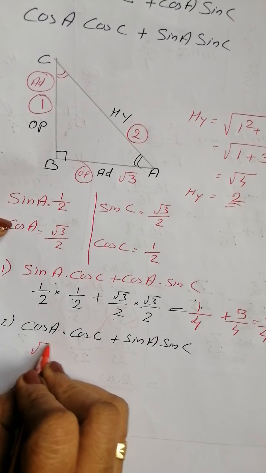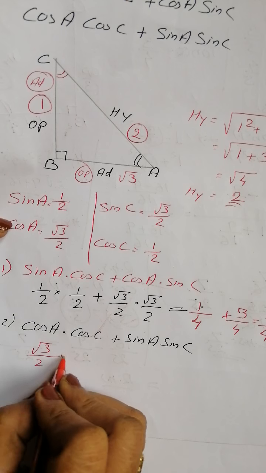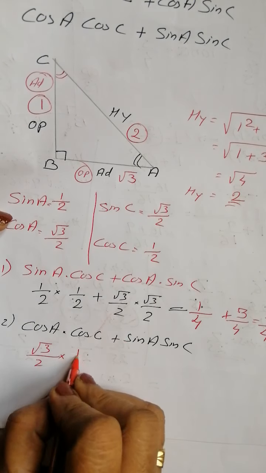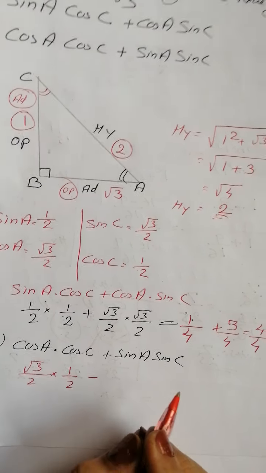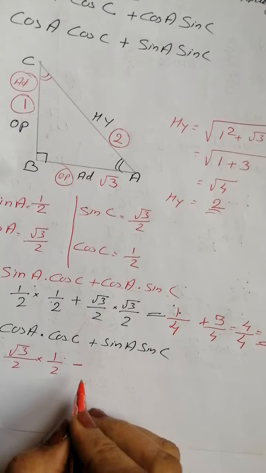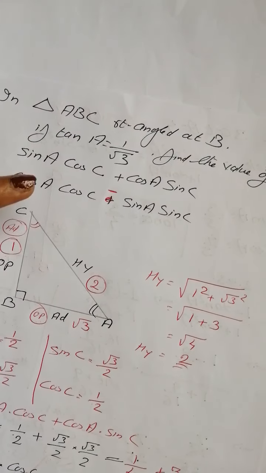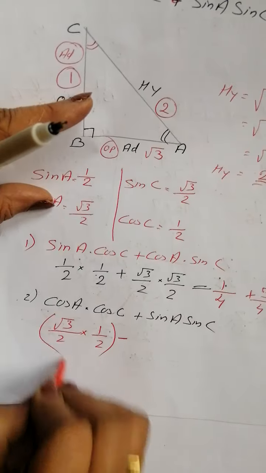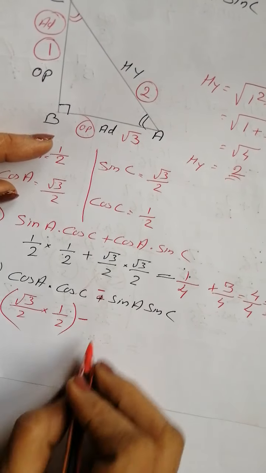Just pick out that number. Root 3 by 2 times what is cos C? What is cos C? Half. Yes, 1 by 2 minus. Okay, make it as minus. I will change this one. Okay, make it minus now. So you can find the answer of plus and minus 1. If it is minus, put a bracket then.